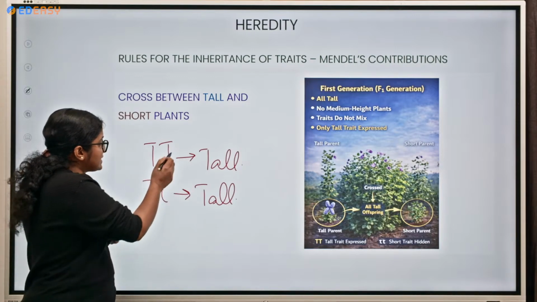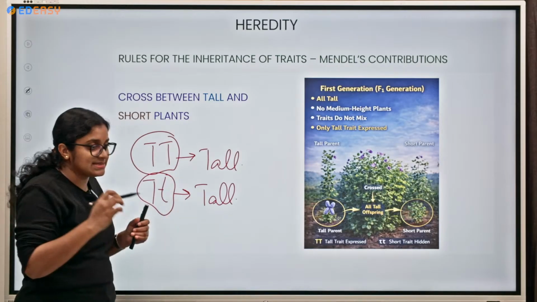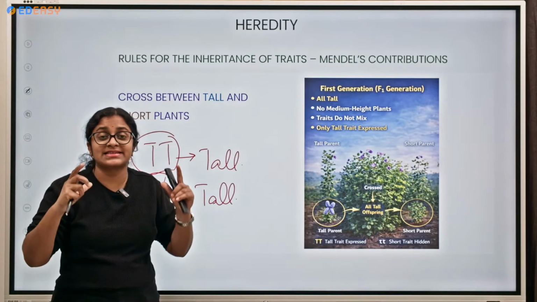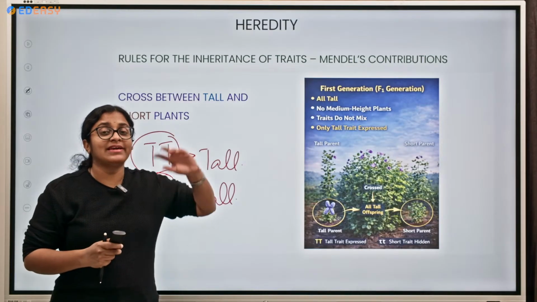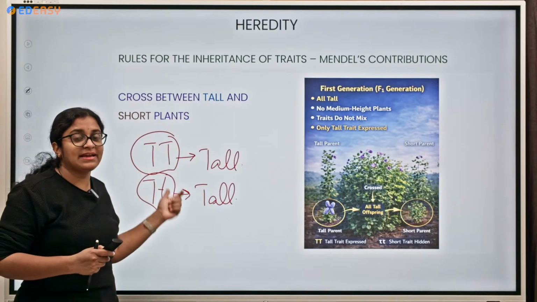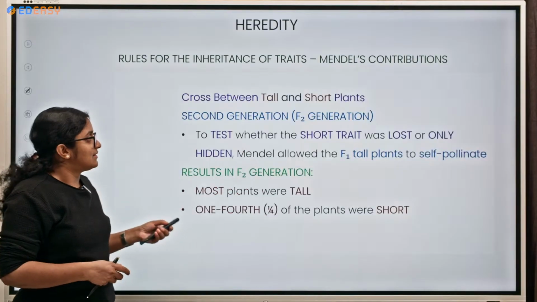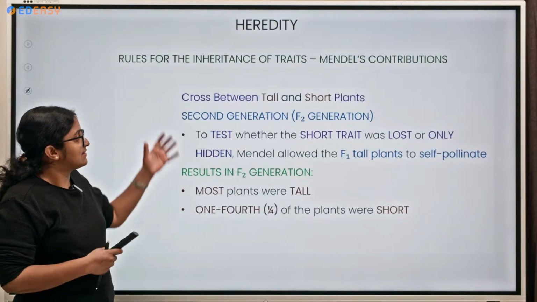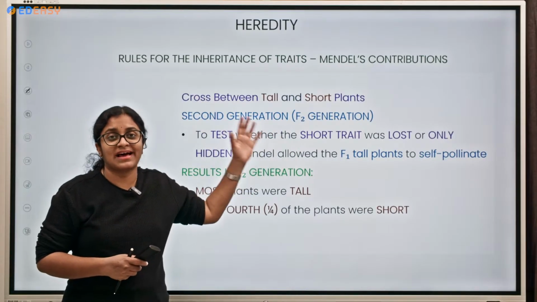The tallness trait getting expressed over here or here means the physical appearance, nothing but the phenotype. When we are going for the individual category with respect to the genetic makeup, that is called a genotype. So let me reiterate the points. In the cross between the tall and the short plants, all the plants are tall.